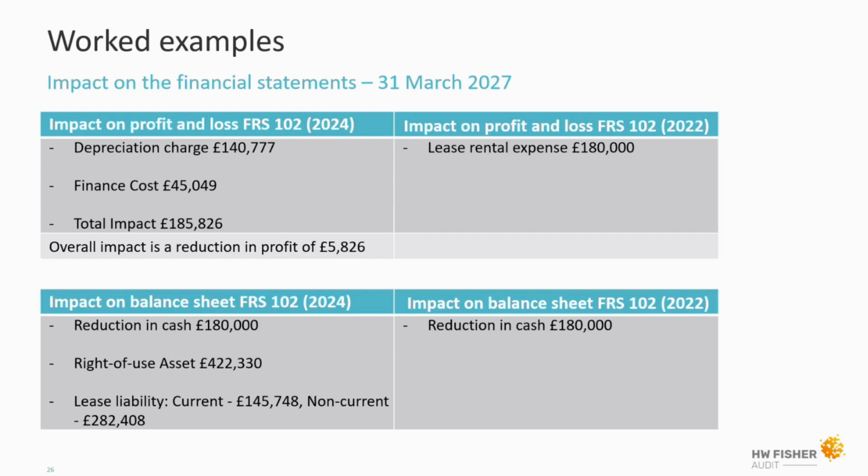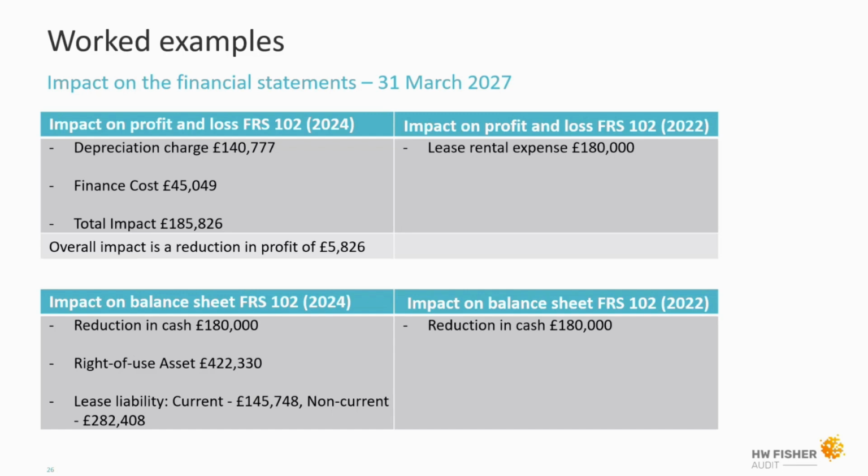The old FRS 102, we just had the operating lease, £180,000. So it's not a huge difference, but you can see that we had a one-off cost of £180,000. That's what we were paying out, and now we've got this £185,000 that first year.